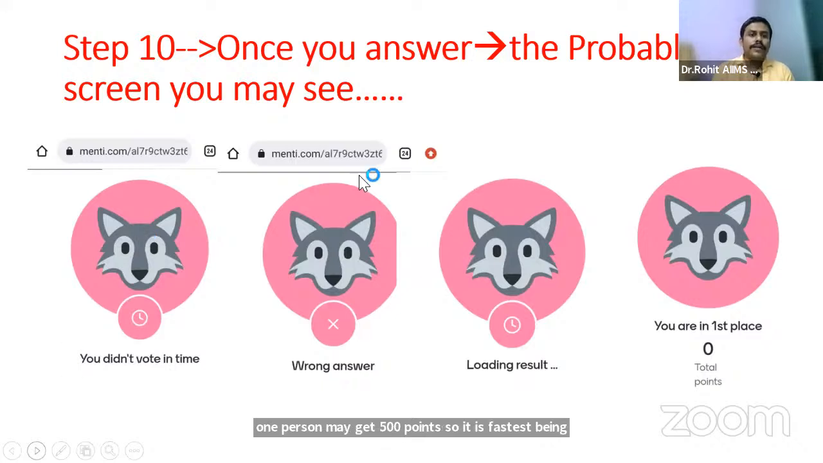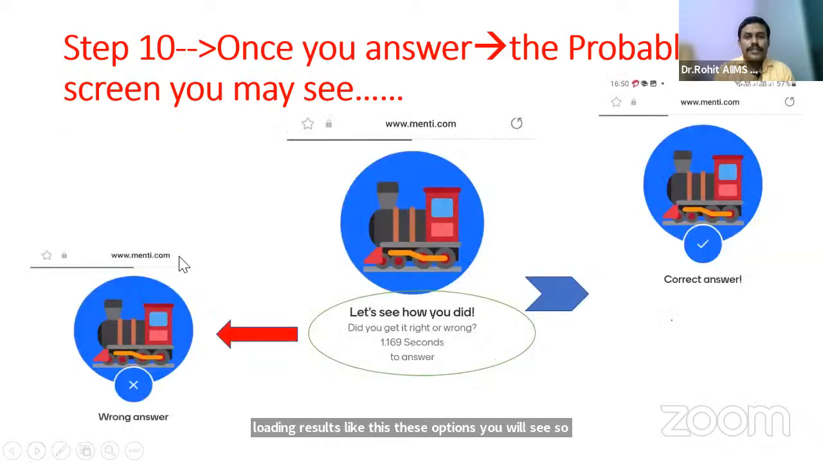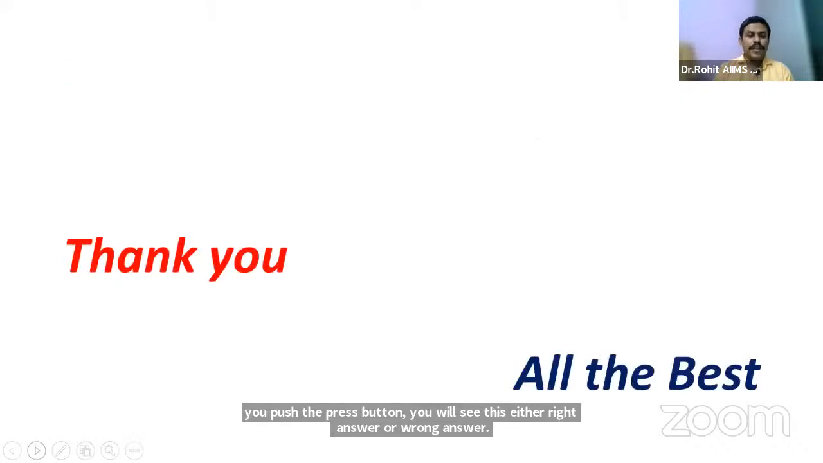You will see in between, when the question is going, you may see "you did not vote," "wrong answer," "loading results," like this. These options you will see, according to your response. Once you press the button, you will see either right answer or wrong answer. You will get your result immediately. So thank you, all the best.